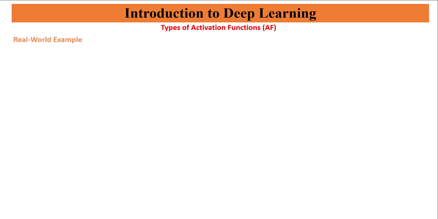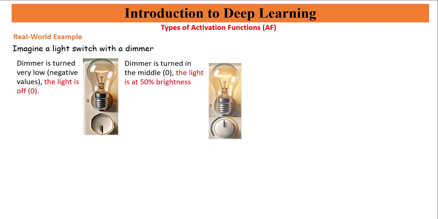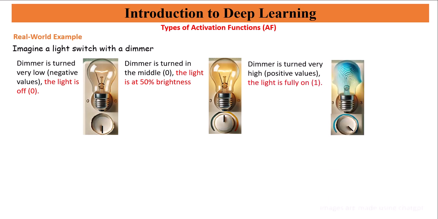Now let's explain the sigmoid function with a real-world example. Imagine a light switch with a dimmer. If the dimmer is turned very low, which indicates large negative values, the light is almost off. If the dimmer is in the middle, the light is at 50% brightness. If the dimmer is turned very high, which indicates large positive input, the light is almost fully on. This is exactly how the sigmoid function works. It smoothens extreme values towards 0 or 1, making it useful for binary classification problems.